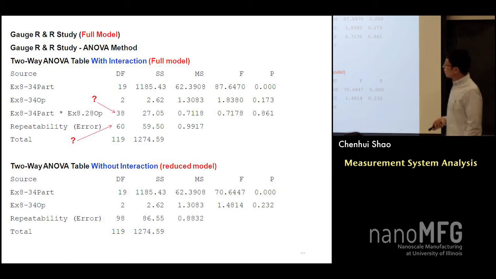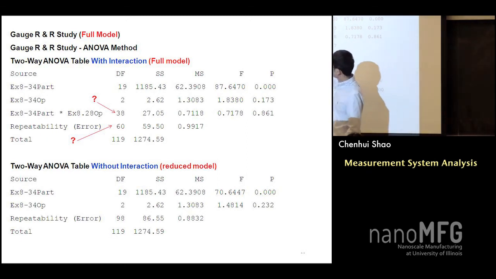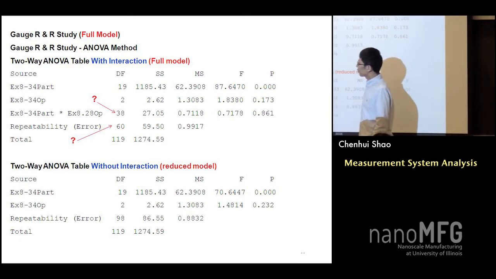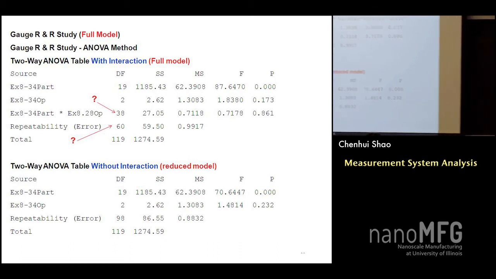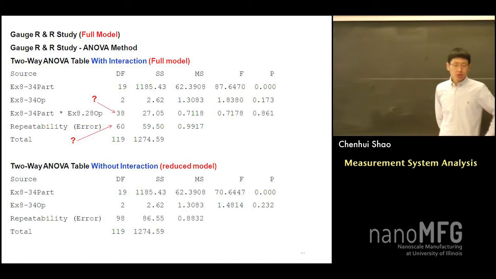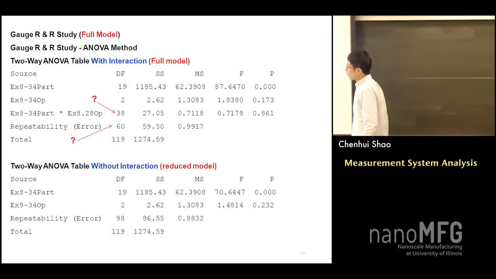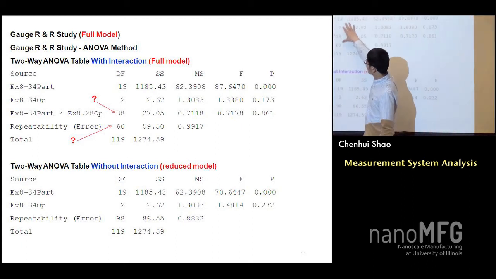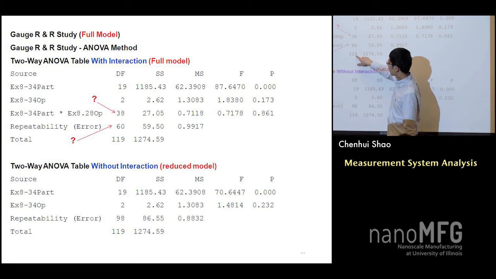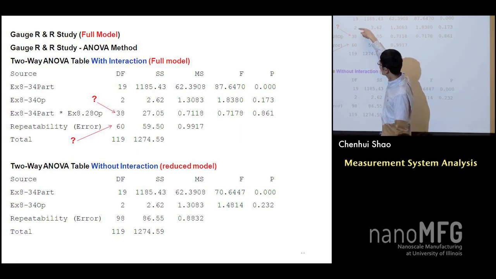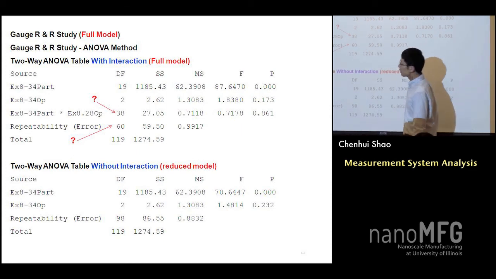Okay? How about this term, the repeatability degree of freedom? Why is it 60? That is the total degree of freedom minus all the remaining things. We have this, right, so 119 minus this, we have 60.